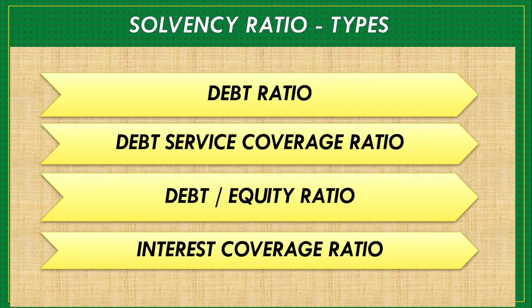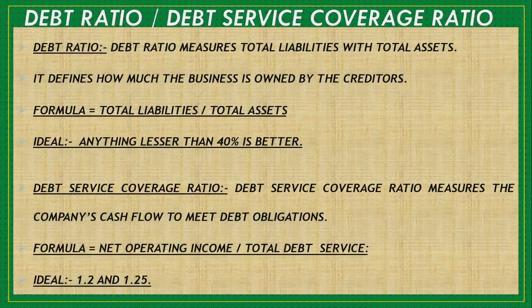The types of solvency ratios: debt ratio, debt service coverage ratio, debt to equity ratio, interest coverage ratio. Debt ratio. Debt ratio measures total liabilities with the total assets. It defines how much business is owned by the creditors. Formula: total liabilities divided by total assets. Ideal: anything lesser than 40% is better.